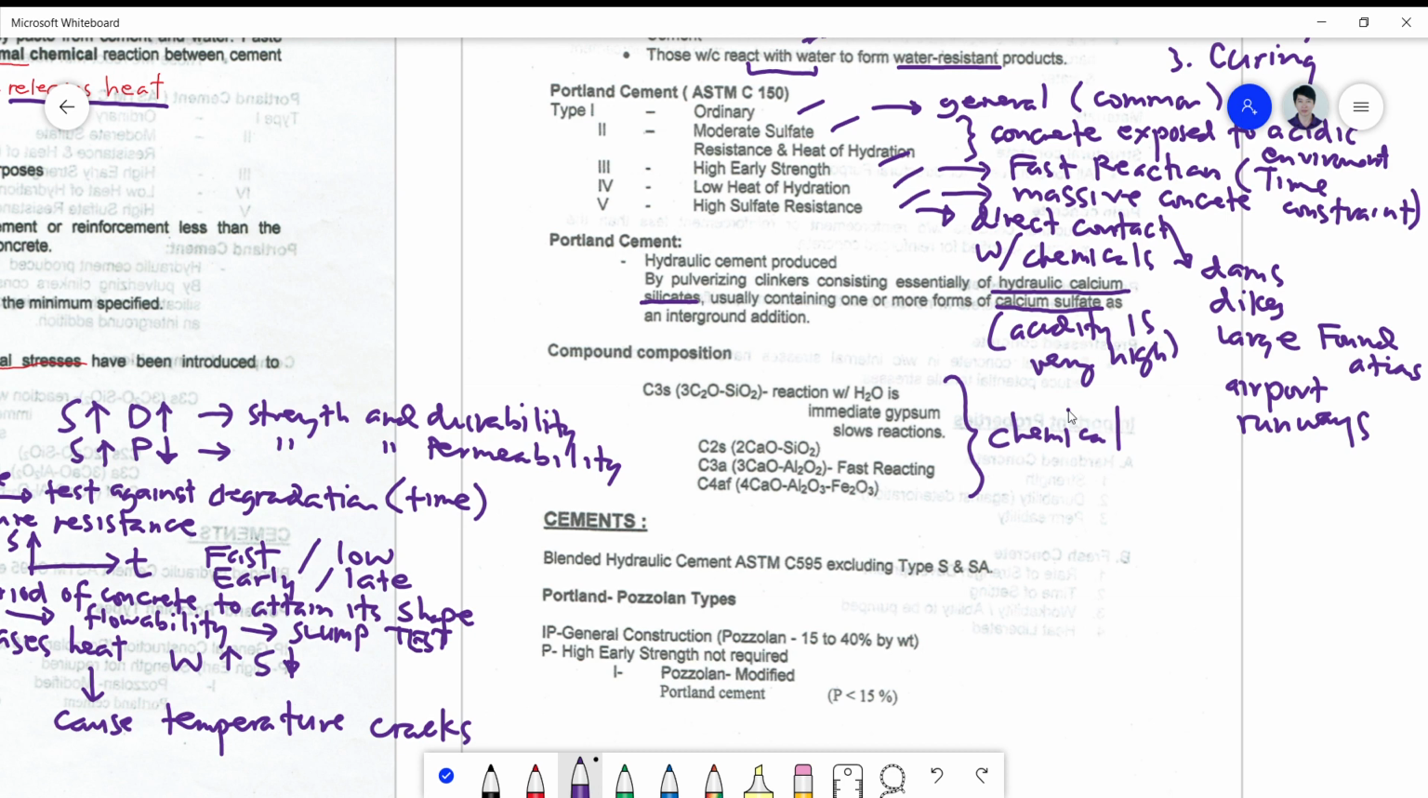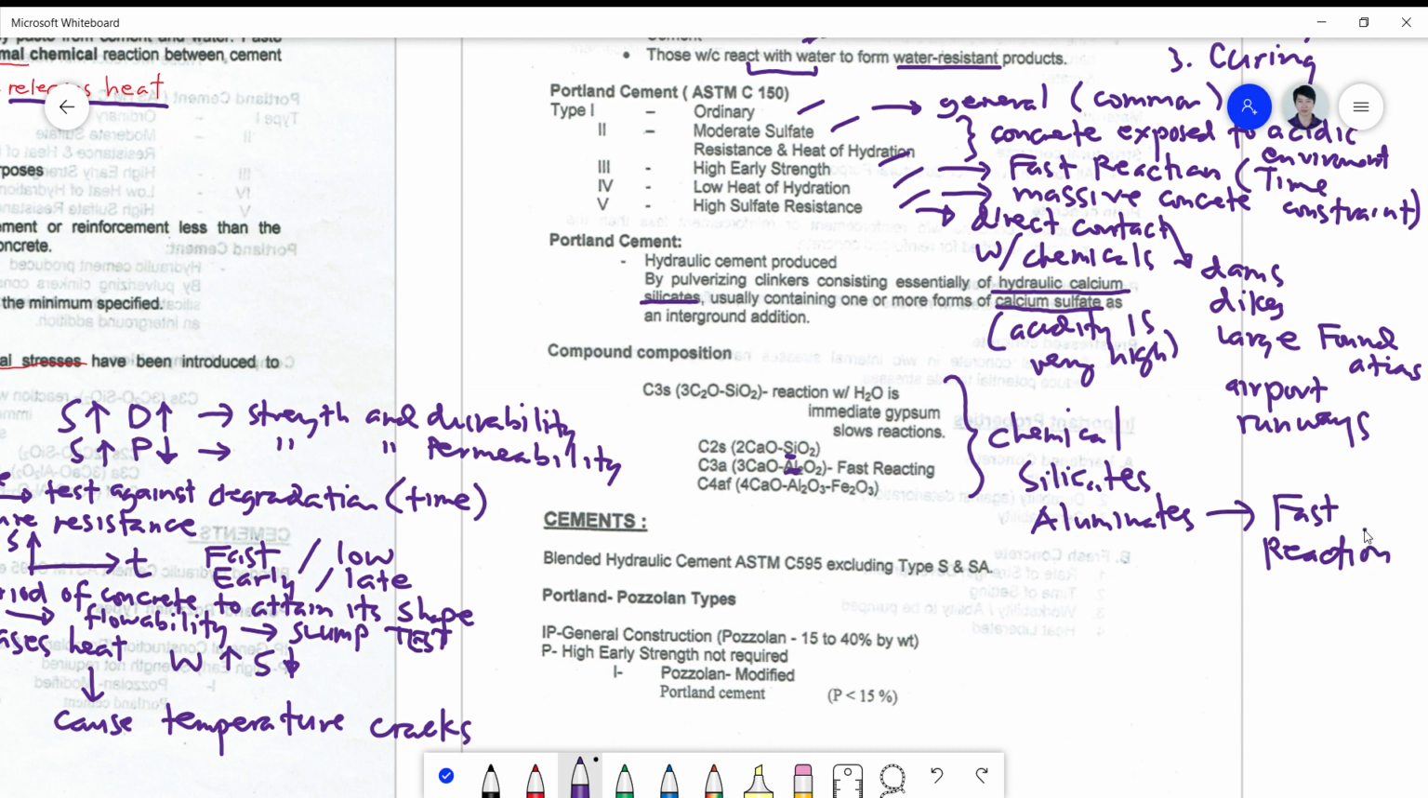What we just need to remember here are the aluminates and silicates. Silica is the basic component of cement, and aluminates are additions, and it makes it fast reacting. So that's what you need to remember there. And then the rest are the basic components of cement.